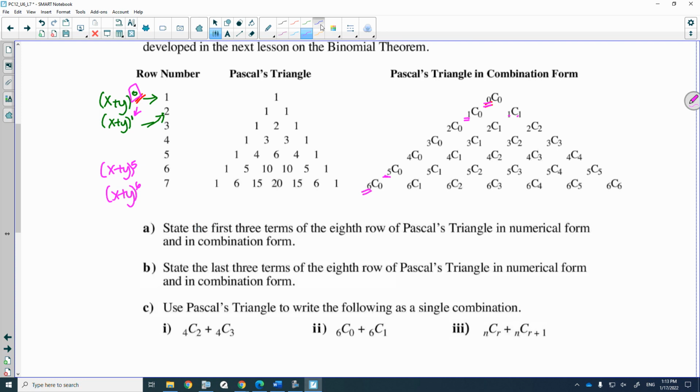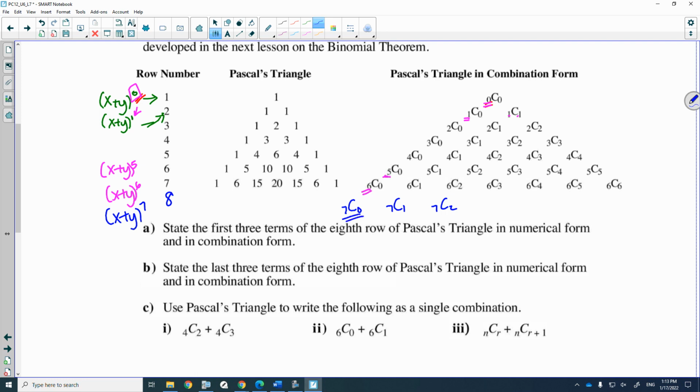What it says for this example is: state the first 3 terms of the 8th row in Pascal's triangle. Okay, so the 8th row is x plus y to the power of 7. So that's going to be 7 choose 0, 7 choose 1, and 7 choose 2. Those are going to be the first 3 terms in the 8th row of Pascal's triangle.